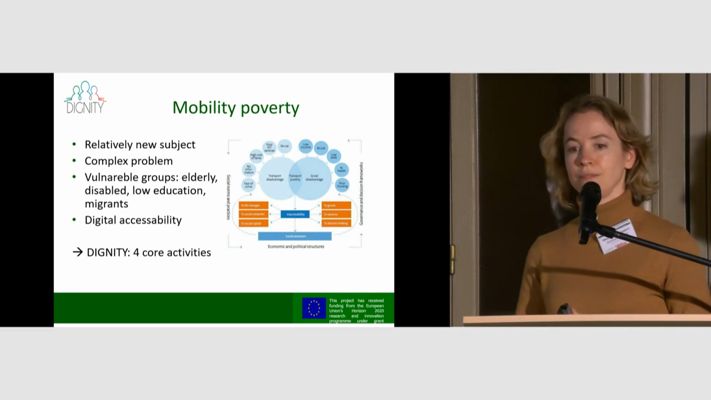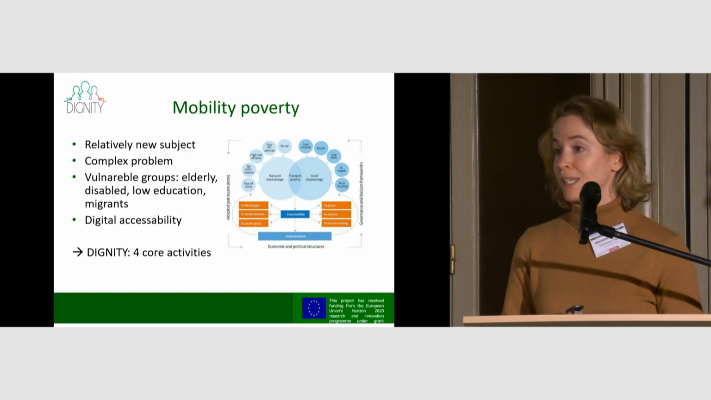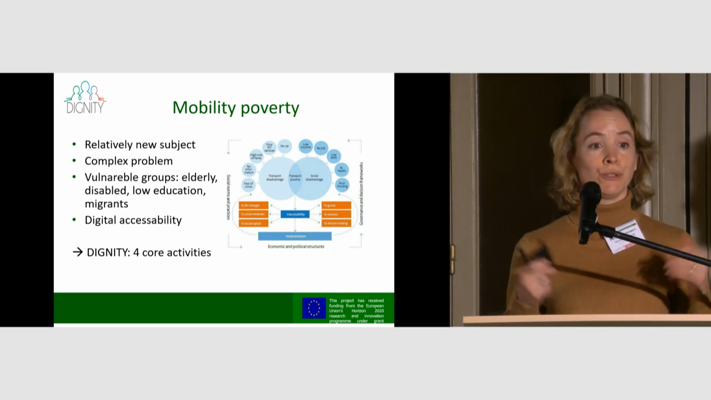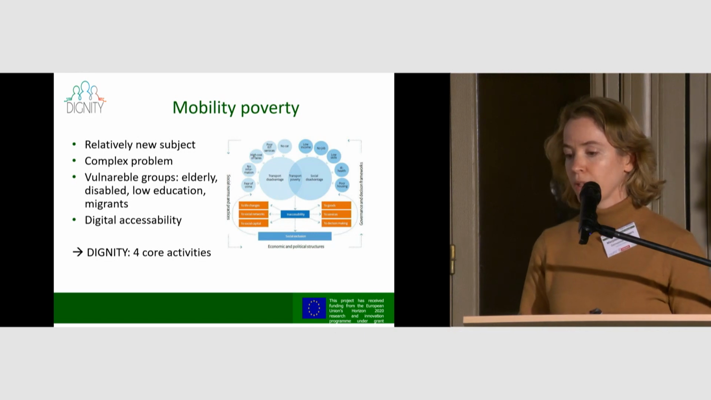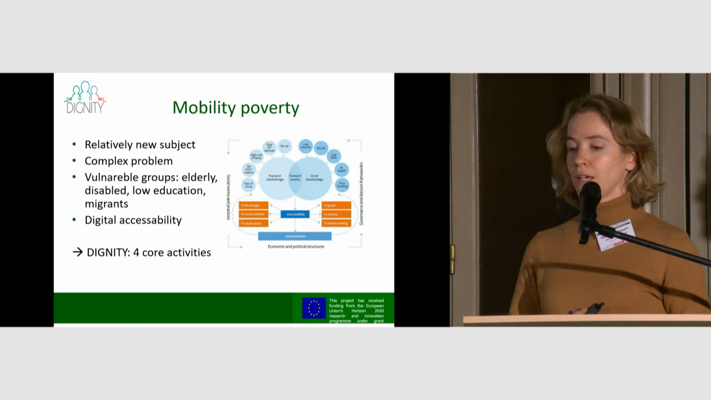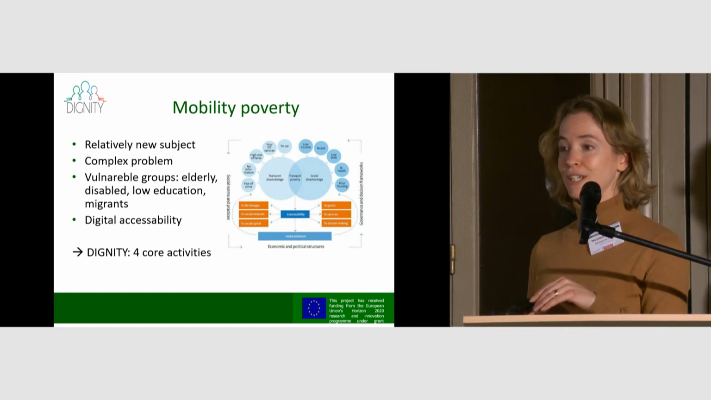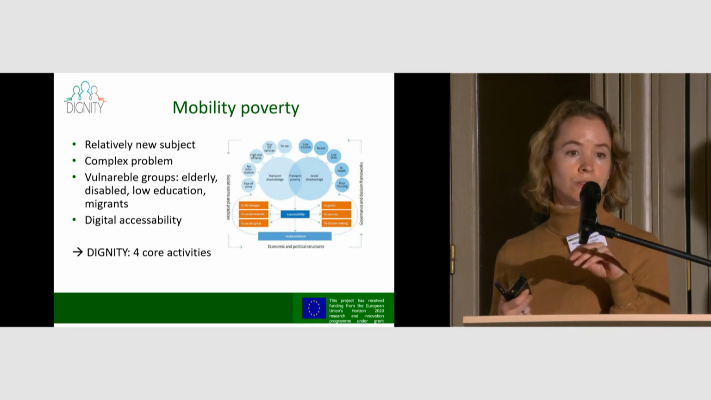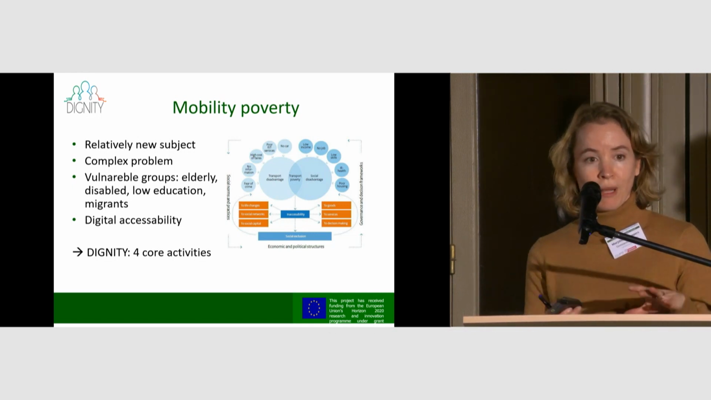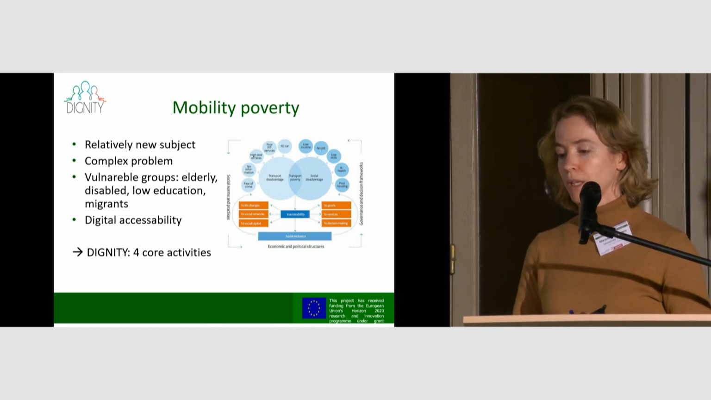And now, the next one. It's really quick. Mobility poverty. It's a relatively new subject for us. In this group, many people know already quite a lot about it. But in the outer world, not so many people. It's relatively new. It's a complex problem. We heard it earlier today. We talk about many kinds of vulnerable groups. And the digital accessibility is within all these vulnerable groups. So it's complex. You find them everywhere. And that makes it so hard to reach them.